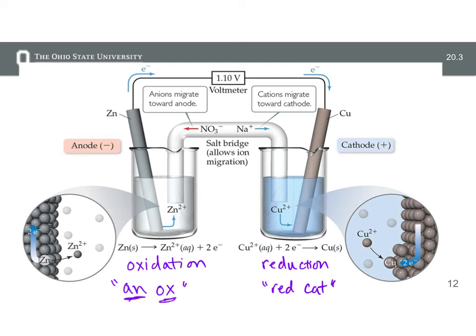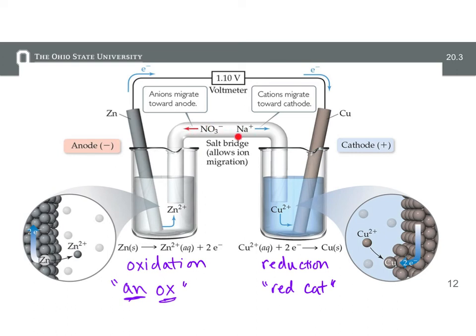So if we ran this electrochemical cell for a very long time, what we would end up seeing is a depletion of the zinc metal. We would see noticeable loss of zinc metal on this rod, and we would see a noticeable gain of copper. And that's if we ran this for a very long time.